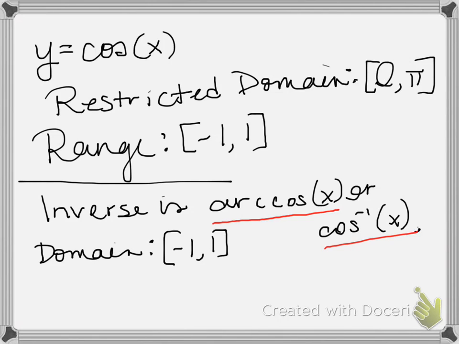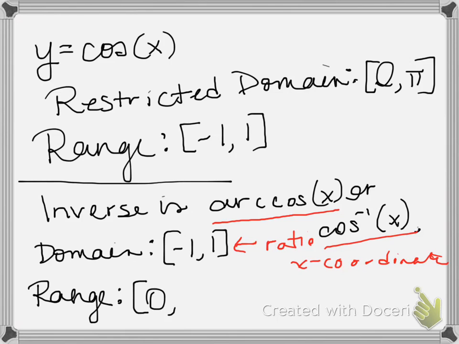The domain here is from -1 to 1. Remember, this is a ratio of the adjacent side over the hypotenuse, or you think of it as an x-coordinate. That's what that is. Okay, while the range of arc cosine is from 0 to pi, this is always an angle, and it's an angle in radians.